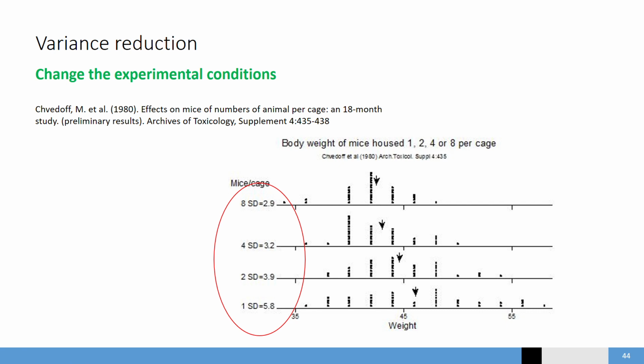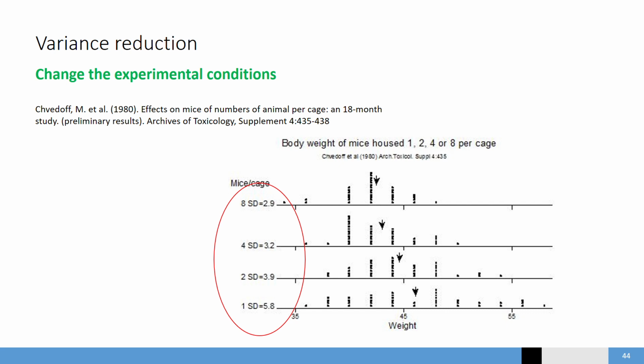And there are two important trends here. One is the average change with the number of mice per cage. When the mice were isolated, they had more weight than when they were 8. And not only the mean decreased, but also the variance decreased. So the variance when they were isolated was larger than the variance when they were grouped. And the reason could be that when you are alone, you are free to eat as much as you like or as little as you like.